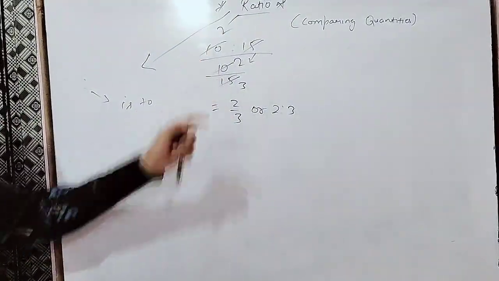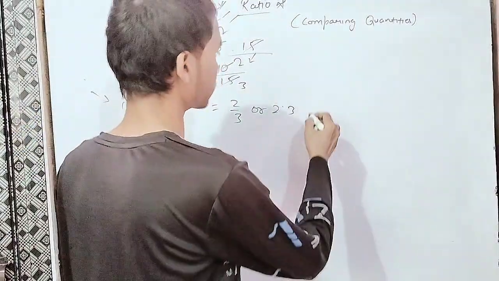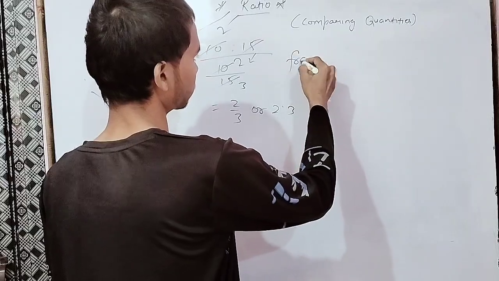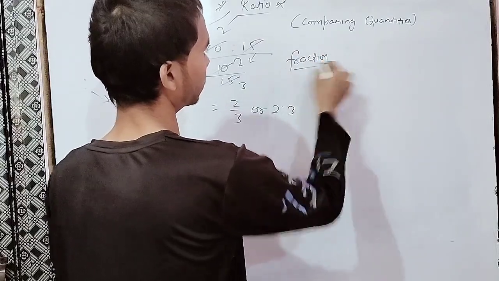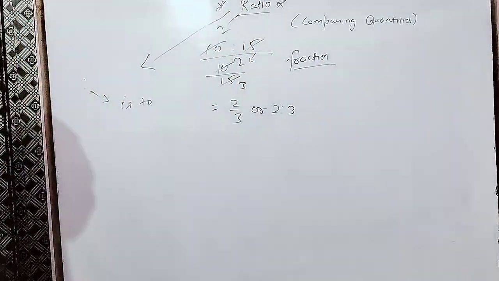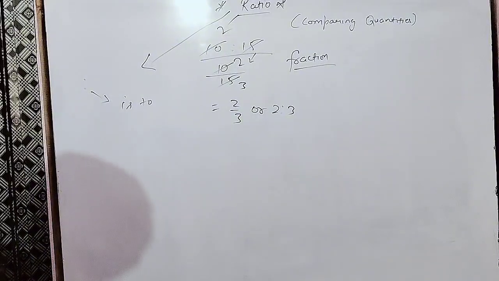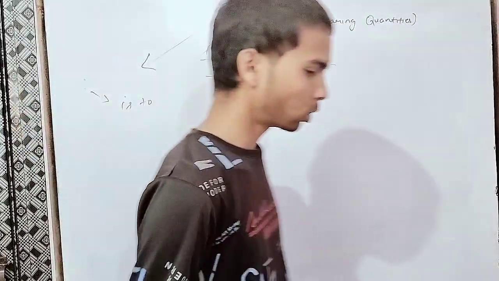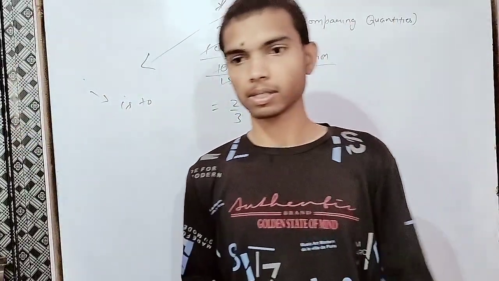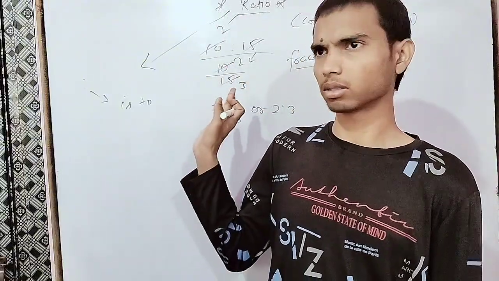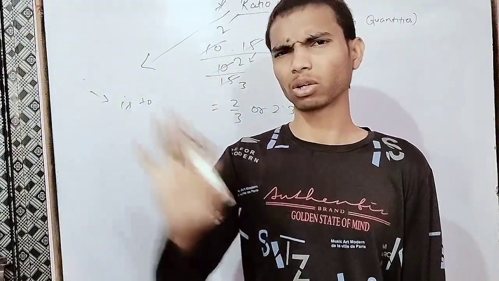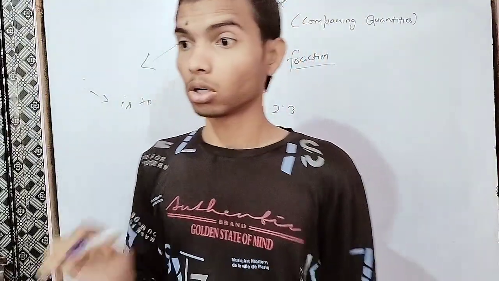What else? Ratio is also a fraction. Remember, this is also a fraction. Don't forget, this is also a fraction. What else? Just have a look. Now, when we say this, it was comparing two quantities. Now, what else?